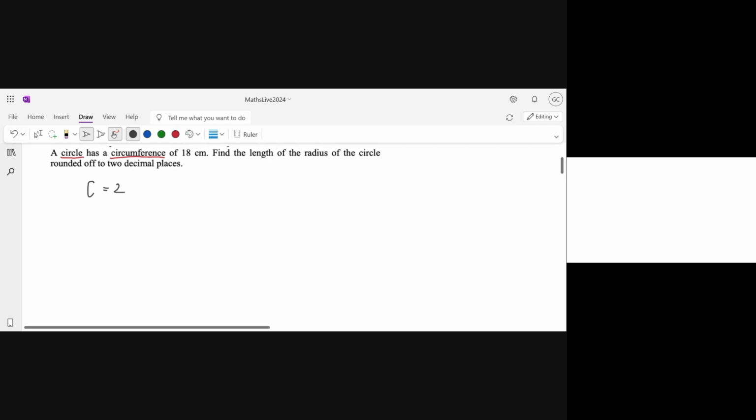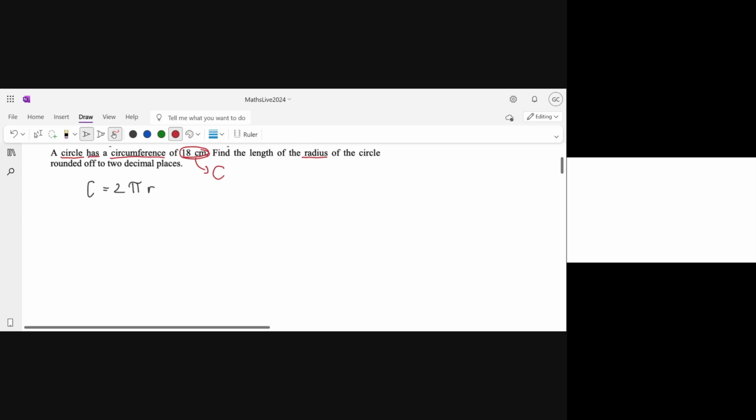2 times pi times the radius. Okay. Now they tell us that a circle has a circumference of 18 centimeters. Now I know that this 18 centimeters stands for the circumference. It is the circumference, right? Now they say to me, find the length of the radius of the circle, rounded off to 2 decimal places.